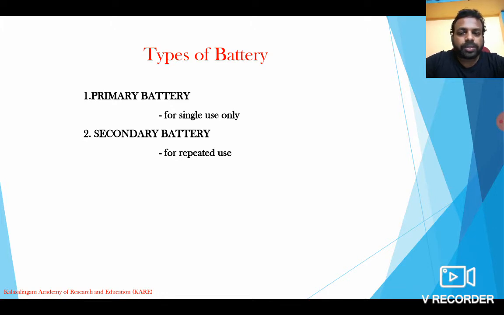So today in this video we are going to discuss the general classification of batteries and how we can classify them. In general, batteries are classified into two types based on usage. One is the primary battery, also known as the non-rechargeable battery, and the second is the secondary battery, also known as the rechargeable battery. These are the two basic types of battery used in automobiles.